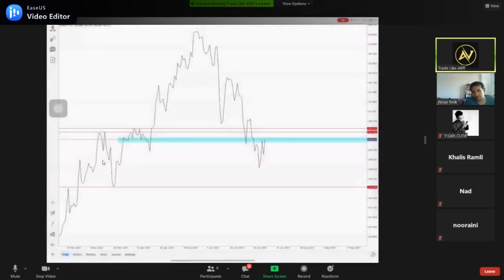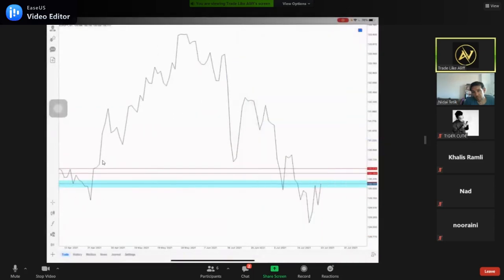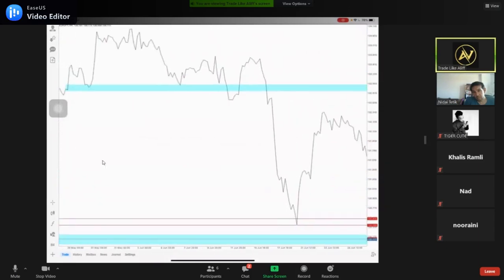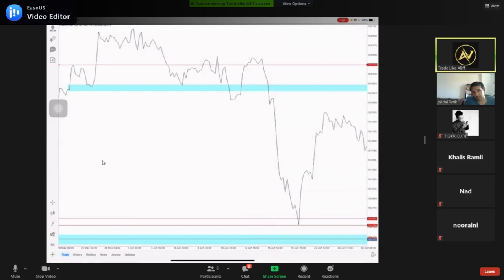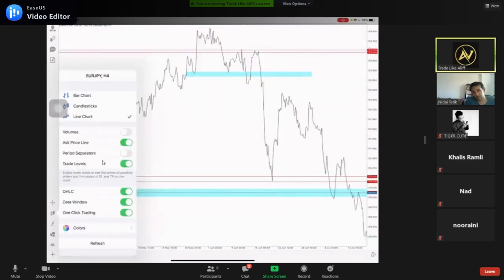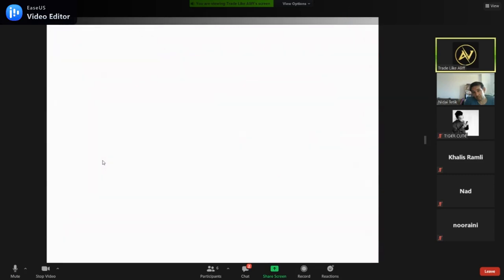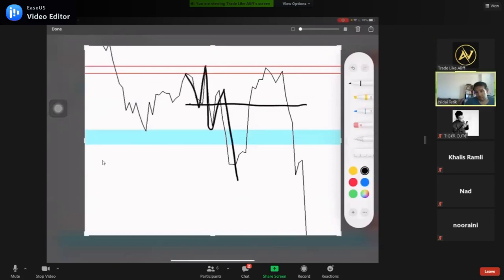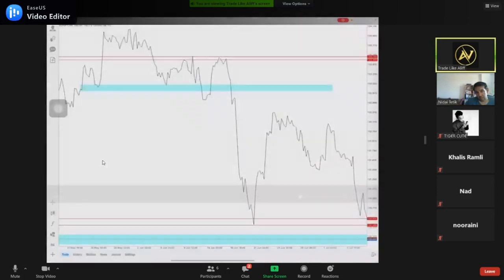Oh, see here. Daily breakout. Go to H4. Just mark the big move. So easy. And then you can actually go to H1 to precise your entry.